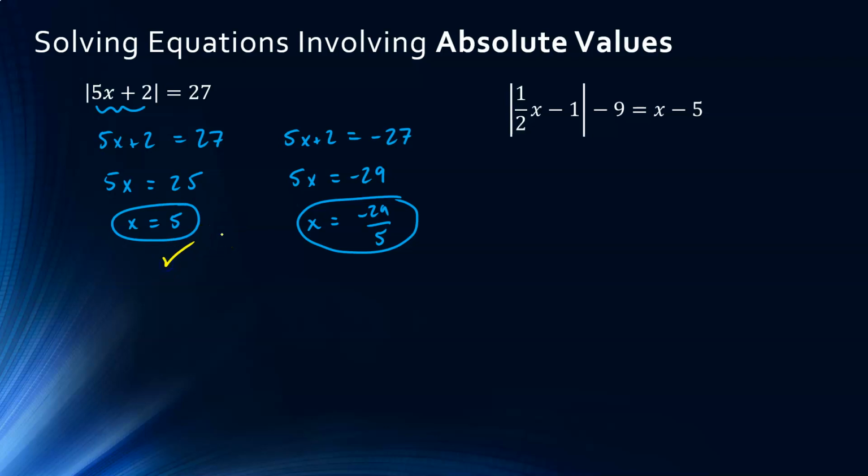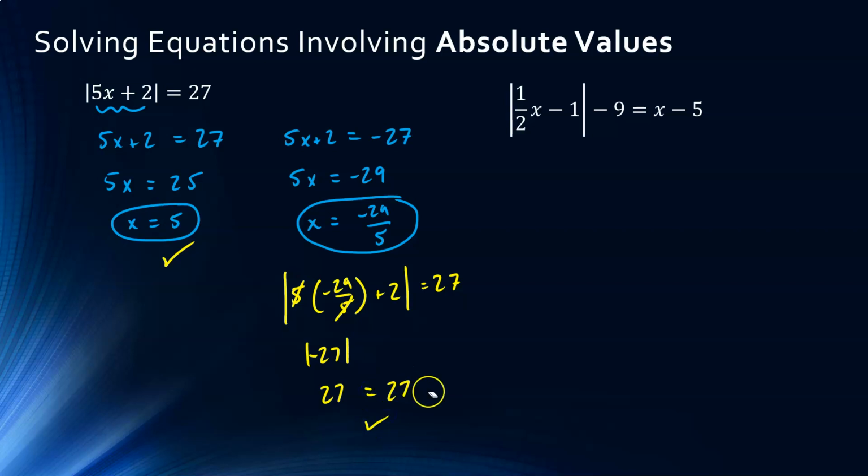That one works out. The second one, if I put negative 29 fifths in there, now 5 times negative 29 fifths, well, the 5s would cancel out. These two 5s would cancel out, leaving me with negative 29 plus 2, which is negative 27. But it's the absolute value of negative 27, so that gives me 27 when I simplify it. Sure enough, that equals 27 on the right, so that also checks out. So those both check out, so this would be one where we have two solutions.